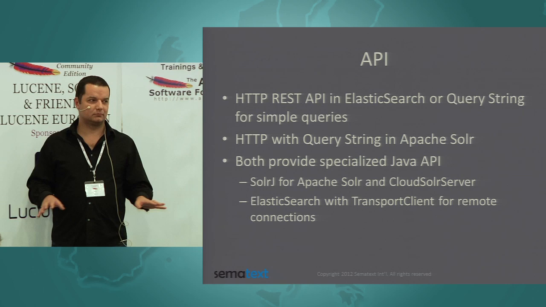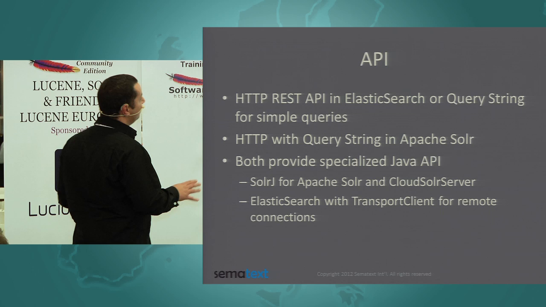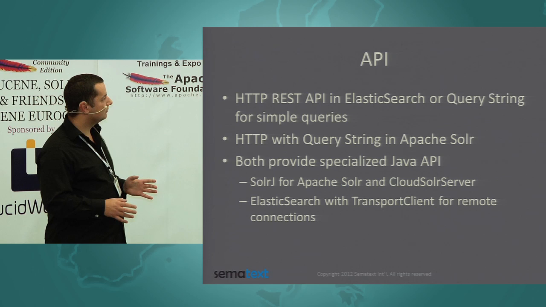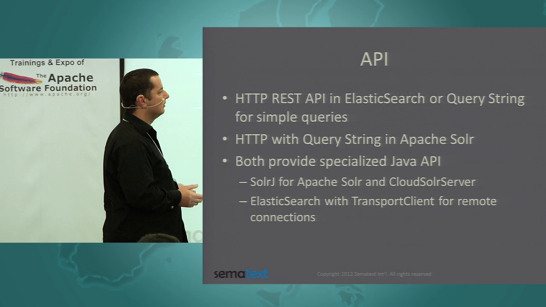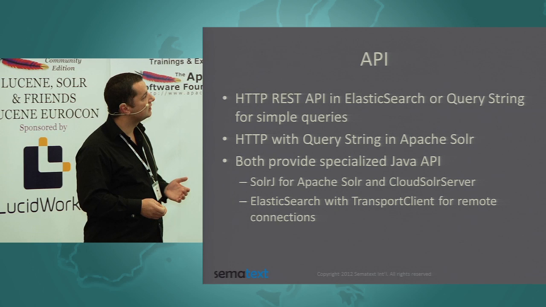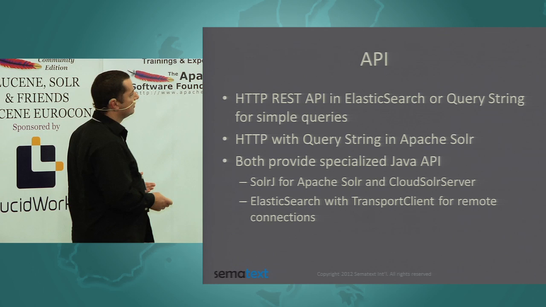Okay. So, again, both Solr and Elasticsearch allow us to use a query string for queries. In Solr, the query string is maybe not the most convenient, but it is the method we use to query. In Elasticsearch, it's not the only method. We can and we should use structured JSON queries in order to make our queries. And they both provide a specialized Java API.